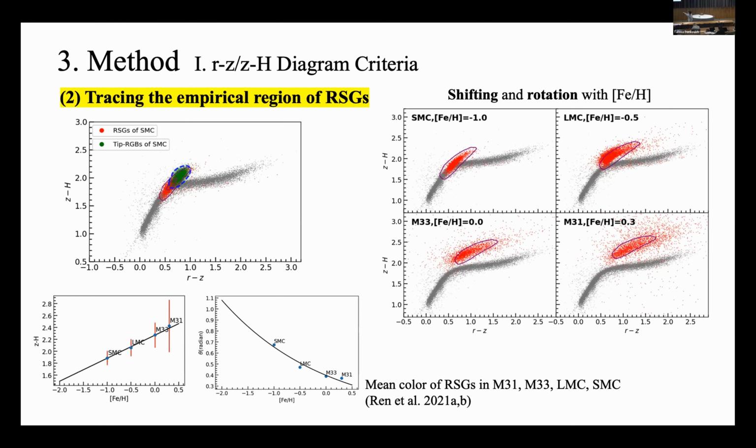Based on contouring the RSGs of the SMC, shown by the red dots, we obtain an empirical region of RSGs on the R-Z, Z-H diagram, as shown by the purple curve in this figure. It denotes the potential region of the RSGs on the CCD. Besides, the position of this region should change with different metallicity, because as we mentioned before, the color of RSGs becomes bluer as the metallicity decreases.